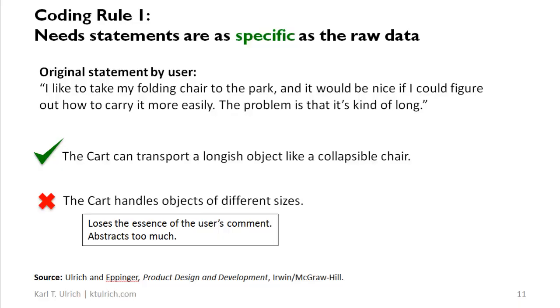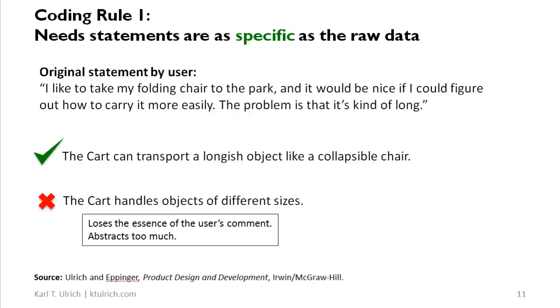Let's just say, if we go to the cart example, that an original statement by the user might be, "I like to take my folding chair to the park, and it would be nice if I could figure out how to carry it more easily. The problem is that it's kind of long." Now, basically, the user is describing a very specific issue here, which is that he wants to be able to carry his folding chair.